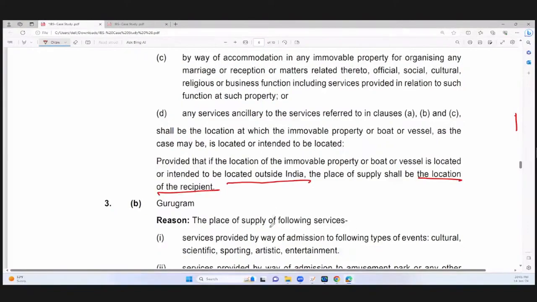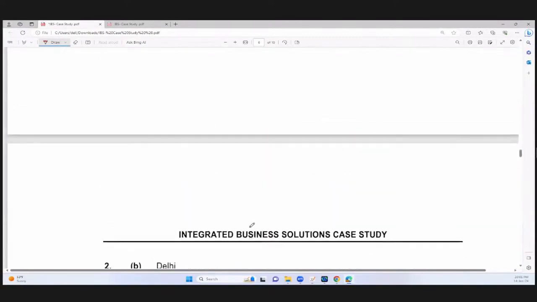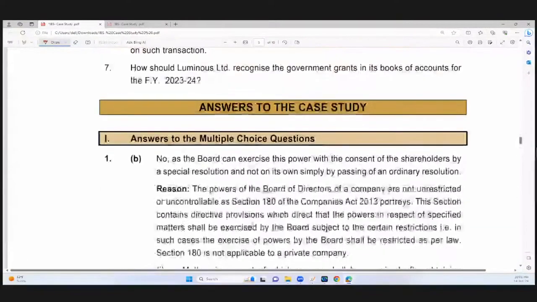Should we move to the next MCQ, students? Sir, we have received two or three queries. Yes, shall we take them? Sir, one student is asking, what will be the structure of 15 marks descriptive questions?